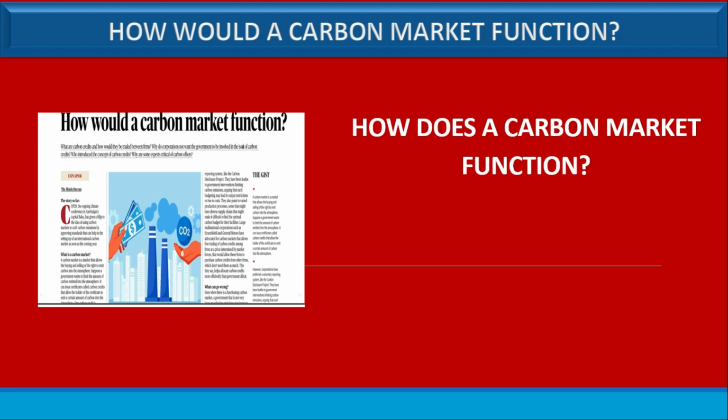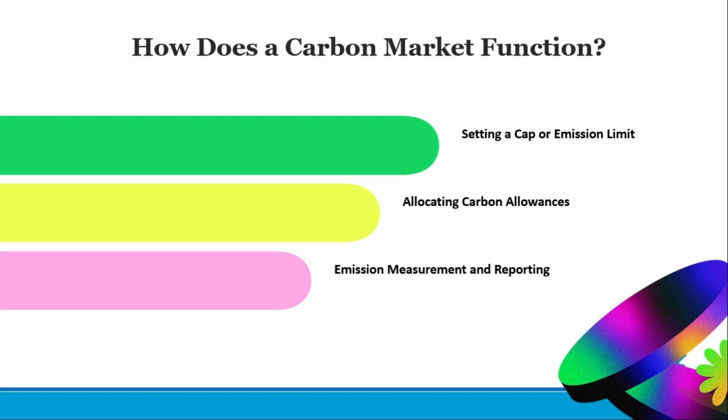The carbon market works on the cap and trade principle and also the baseline and credit principle. The major function is setting up a cap on the emission limit. First, the cap: the government or regulatory body sets a limit on the total allowable greenhouse gas emissions for a specific sector and entities over a defined period, and the cap is aligned with climate goals like those under the Paris Agreement or national targets. And also there is allocating carbon allowances.